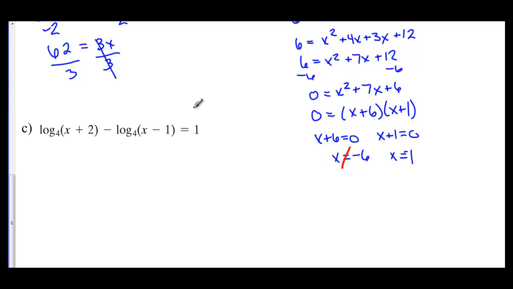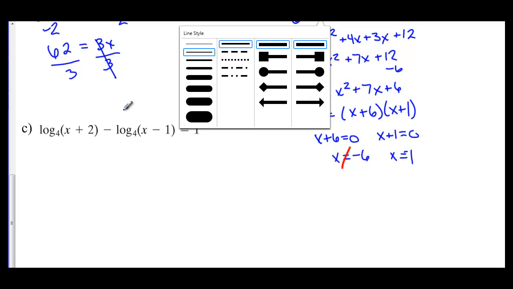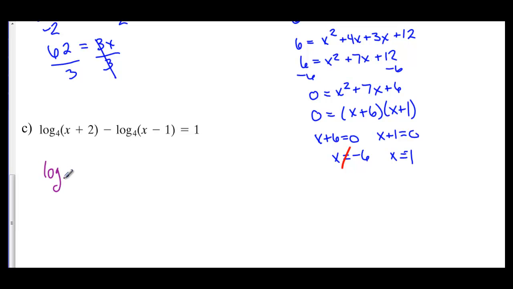All right, for part C, we're going to use our quotient rule because we have log base 4 of x plus 2 minus log base 4 of x minus 1 equals 1. So again, with the quotient rule, we're thinking about division. So we're going to combine this into one log statement. So we're going to have log base 4 of x plus 2 divided by x minus 1 equals 1.